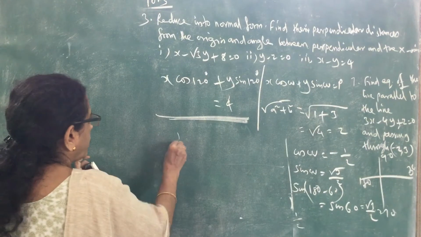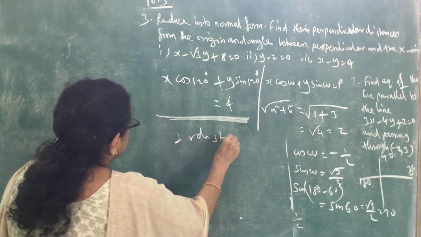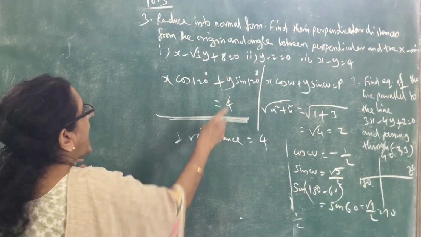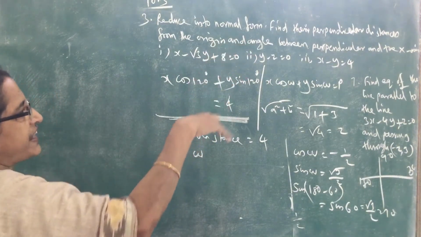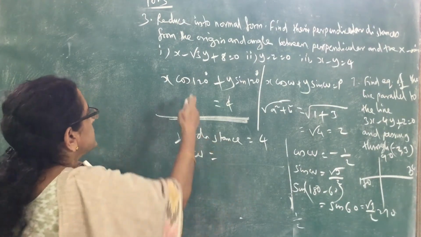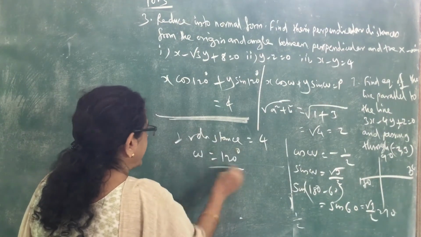So the perpendicular distance from the origin is equal to 4 units, and omega, the angle which that perpendicular makes with the positive x-axis, that angle is equal to 120 degree. So that is the answer.